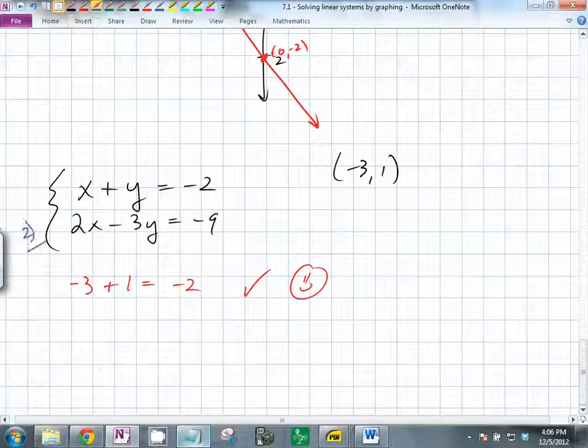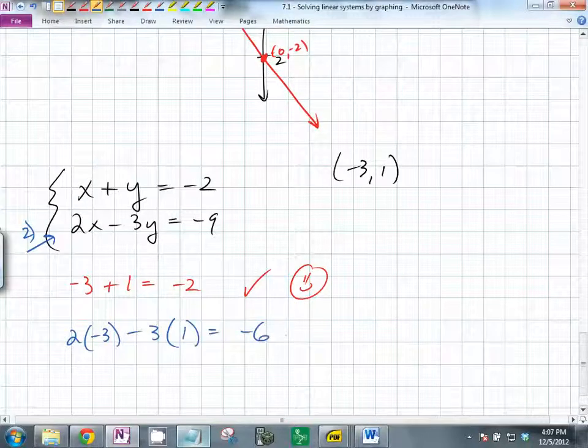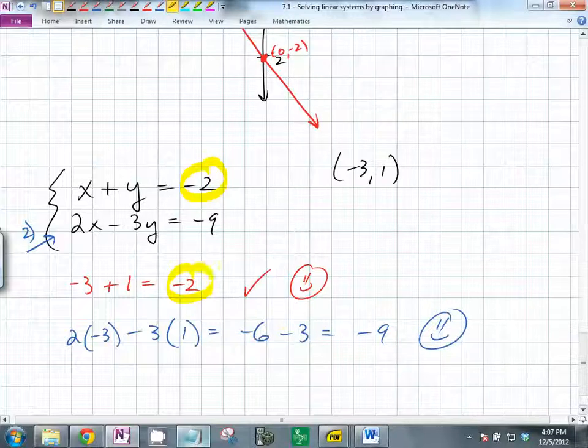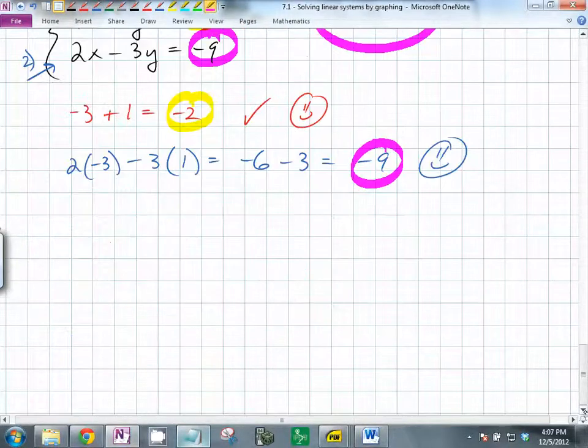Here's our second equation right there. So we try 2 times -3 as x, minus 3 times the 1, which is -6 minus 3, which is indeed -9, which is what it should be. The -2 came out right there, and the -9 came out right there. So we checked our answer. So to recap, what are we doing?